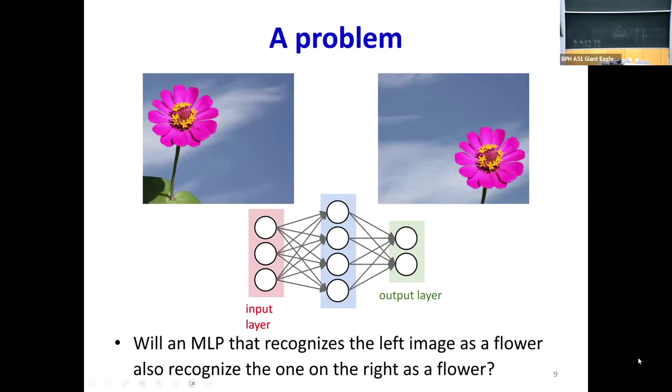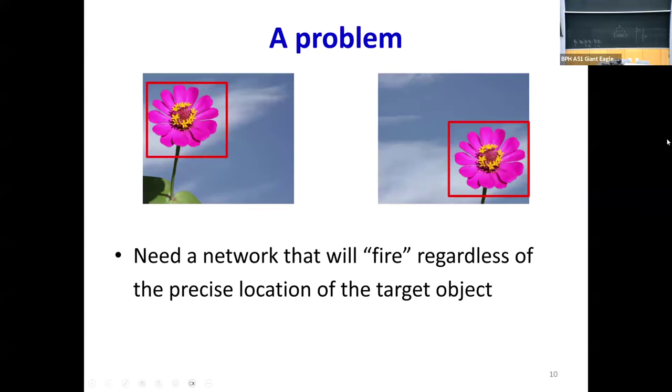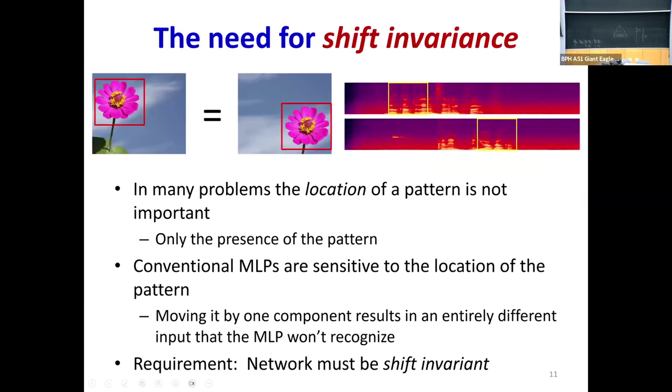Once again, on the one hand, you could just train it with lots and lots of images with flowers everywhere, but there are so many possible starting positions that the amount of training data required is going to be huge. We want a simple network that will fire regardless of the precise location of the target object. These are all problems where the location of the pattern is not important, only the presence of the pattern is important.